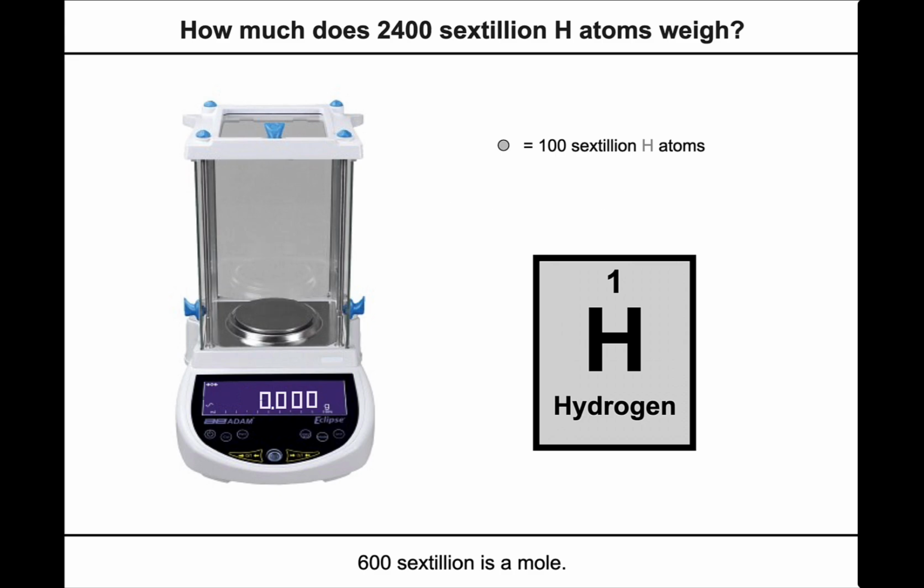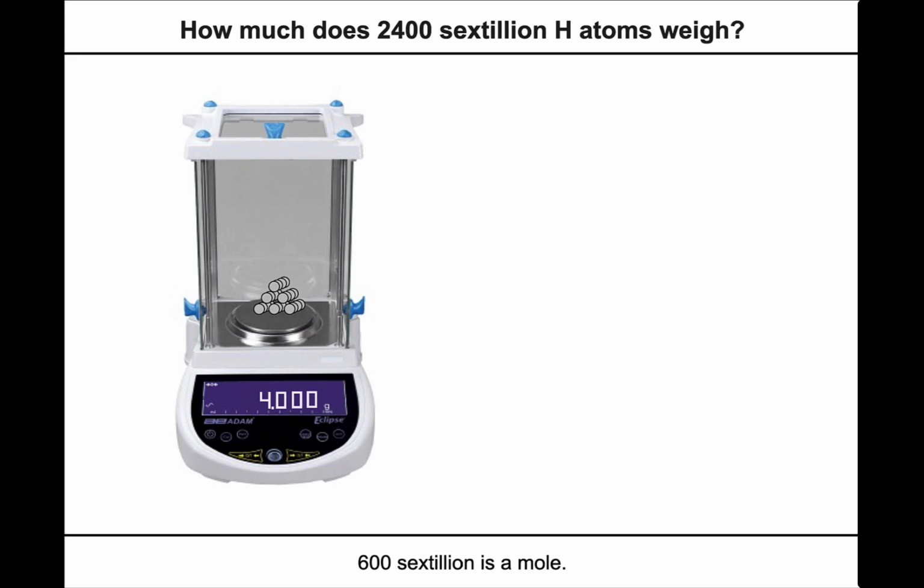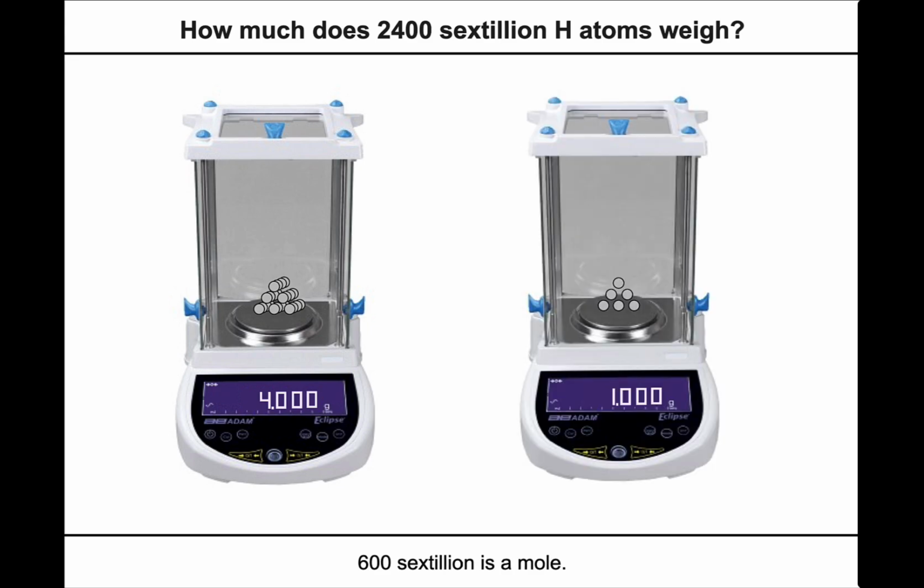Now we're going to weigh out 2,400 sextillion hydrogen atoms. Not 2,400 sextillion grams, because that would be a lot of Skittles, right? Just 2,400 sextillion hydrogen atoms. So let's put down our first mole, our second mole, our third mole, and our fourth mole. Remember that 1 mole weighs a gram, so 4 moles should just weigh 4 grams. 2,400 sextillion hydrogen atoms weighs about 4 grams. That's 4 moles.